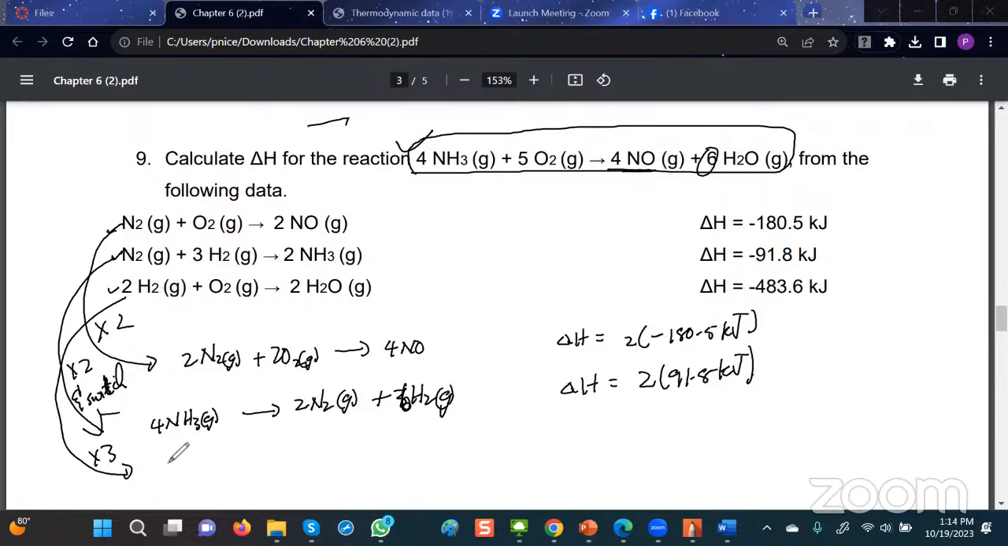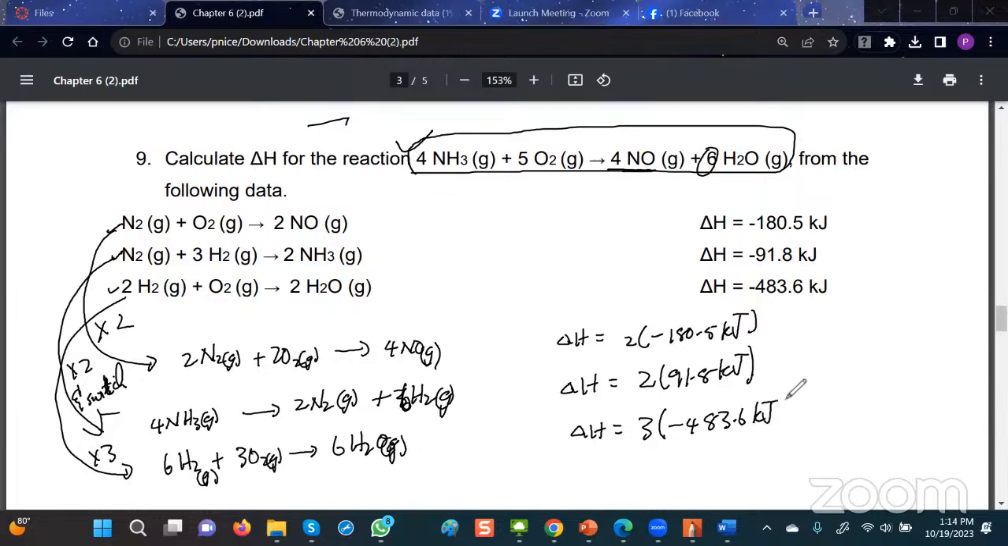So you're going to end up with 6H2 gas plus 3O2 gas to give 6H2O gas. I just realized this should be gas as well. So what happens to the delta H value in this case? Multiply by 3. So 3 times minus 483.6 kilojoules. And that's it. So we add them up and we cancel out common items on both sides.